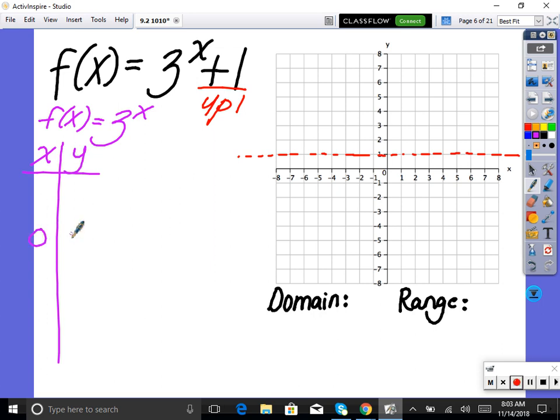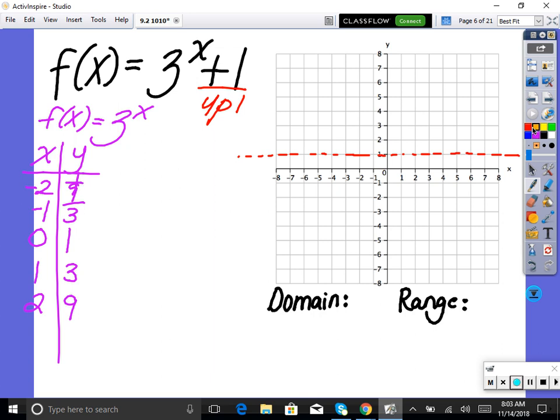Write down these x, y points. Plug in a 0, I get 1. Plug in a 1, I get 3. Plug in a 2, I get 9. That's enough points on the positive end. If I plug in negative 1, 3 to the negative 1 is 1/3, isn't it? 1/3. And then if you wanted, you could do negative 2, that's 1/9. But really, that's plenty of points because we know how asymptotes work.